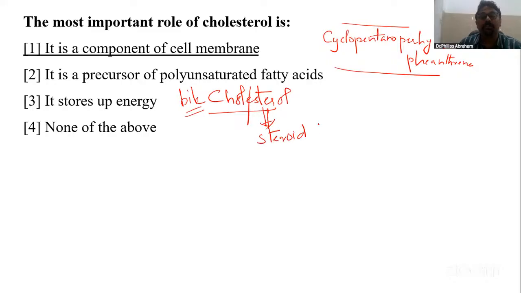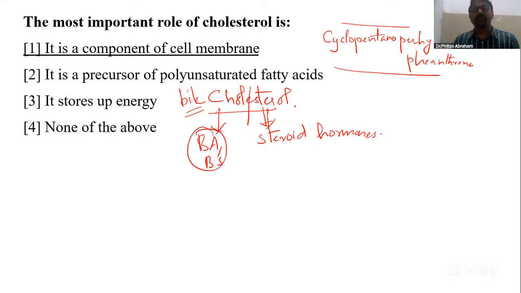Steroid hormones are produced from cholesterol. Second, chole: bile acid, bile salt. Not bile pigment. Bile pigment is bilirubin. This is bile acid and bile salt.